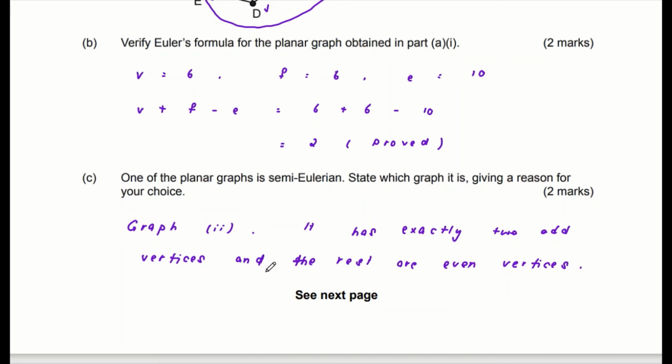Alright, but if you want to make it a more complete answer, then you can write down that it has exactly 2 odd vertices and the rest are even vertices. So it's the same thing when you put it in words: it has 2 vertices with odd degree. It's the same thing when you say 2 odd vertices. They are just the same thing. So odd vertices is the same thing as vertices with odd degree. Alright, so that's the part for this question. Let's move on to the last one.